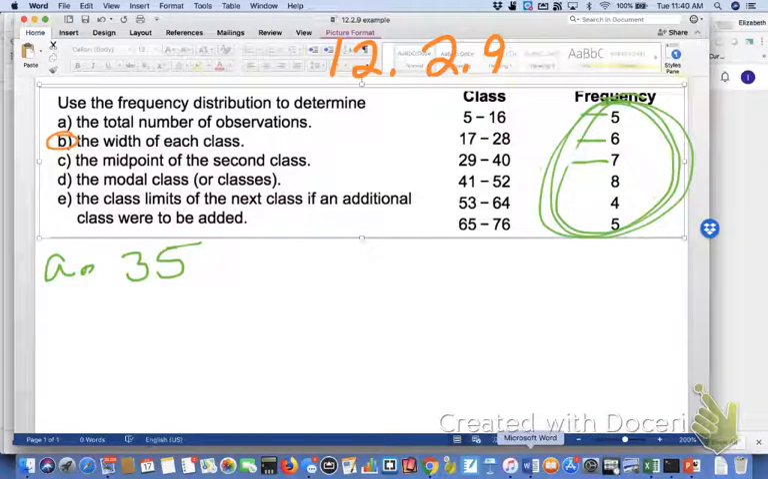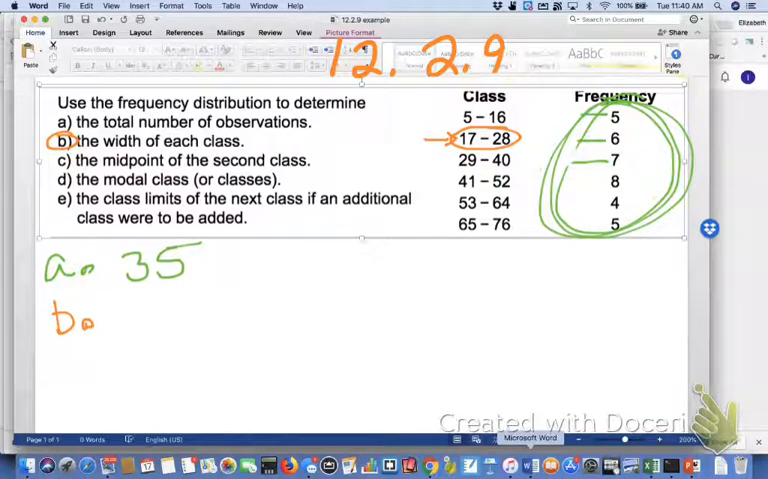Part B is asking you for the width of each class. So in other words, how many numbers are included in each of those intervals. Now, a very common mistake that people make, that's why I'm writing this in red, you'll get used to whenever I make a mistake, I write it in red ink. A lot of people will say, okay, let's just say we want to find the width: 28 minus 17, well, that is 11. So the width must be 11. Nope, you're actually counting the number of numbers that appear inside of that.